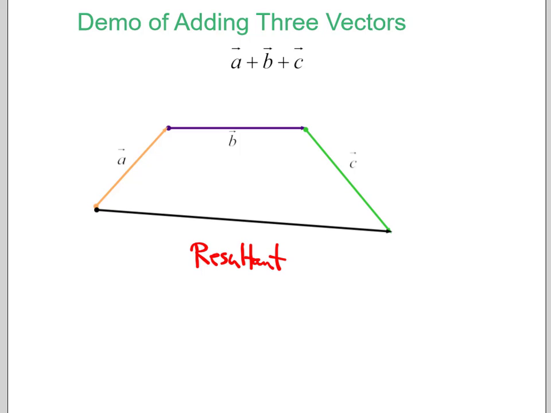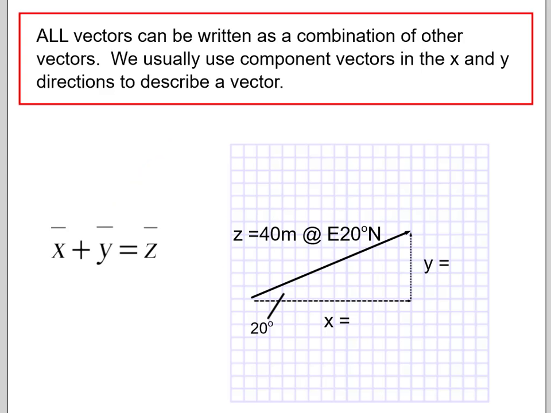Okay, and so there is a technique which will allow us to solve this problem, and it won't require using either the triangle or the parallelogram technique. It's called components. What we're going to do is chop a whole bunch of things up here, and I'll show you how to do that in a second. All vectors can be written as a combination of other vectors. That's a really important idea.